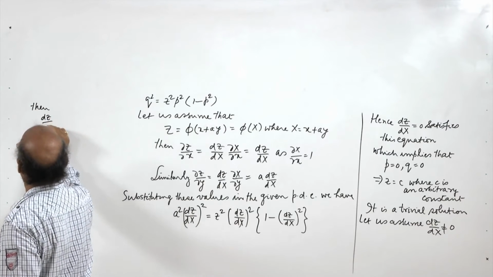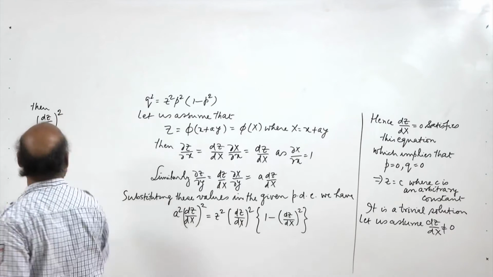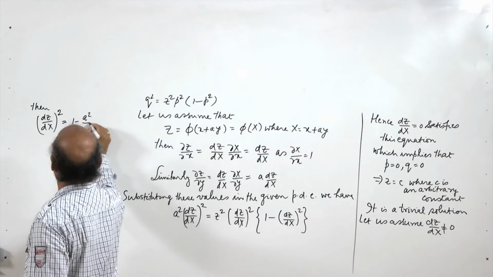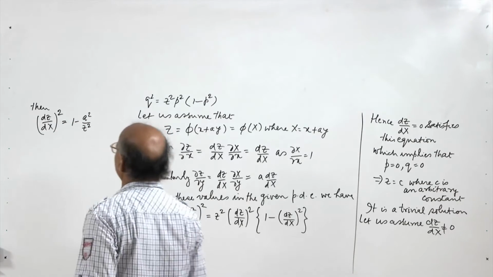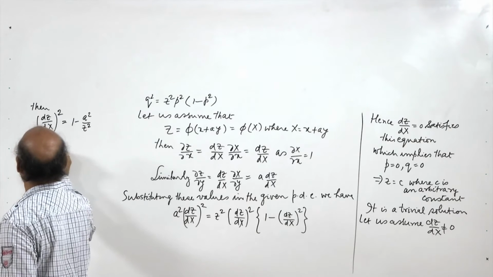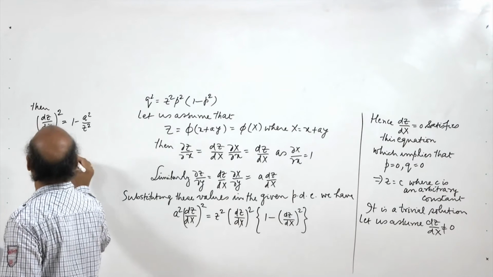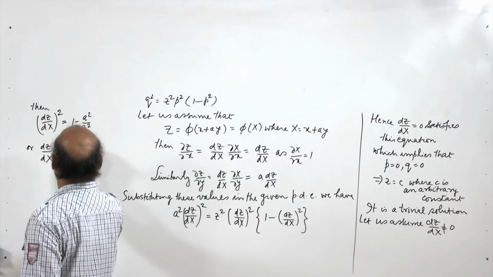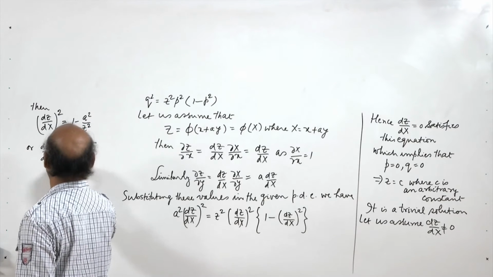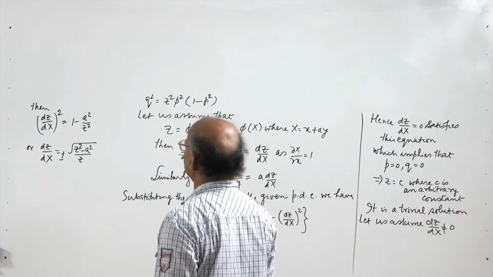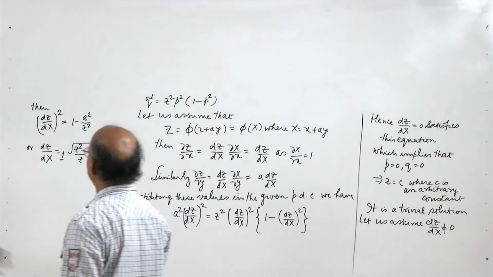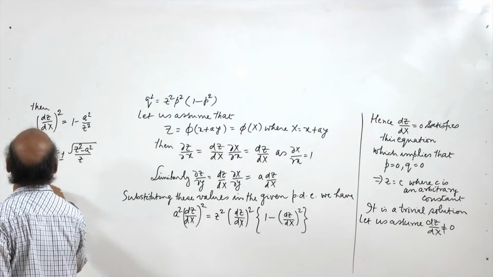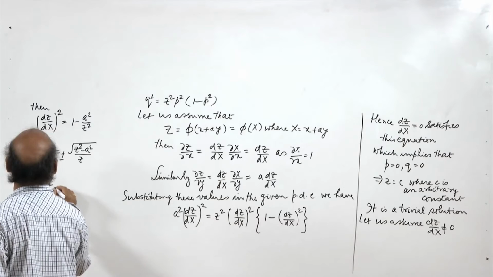So then dz by dx whole square will be equal to 1 minus a square by z square, or we can say dz by dx will be equal to plus minus under root z square minus a square divided by z. Or we can say plus minus z over under root z square minus a square is equal to dx.